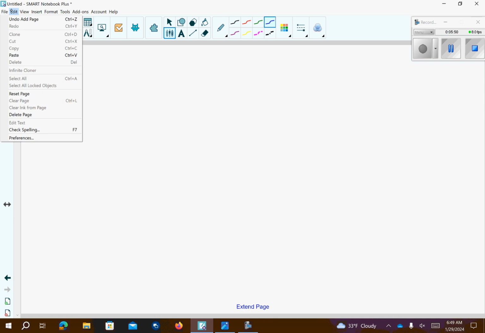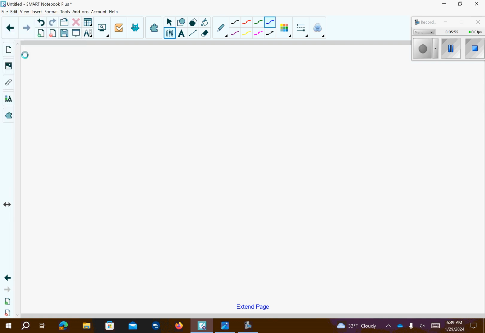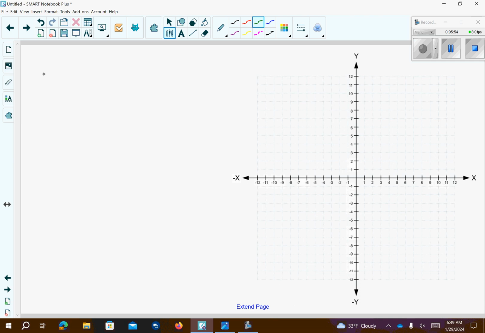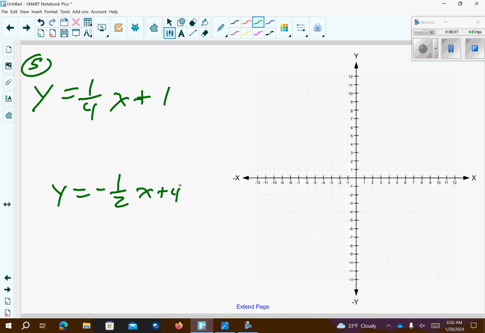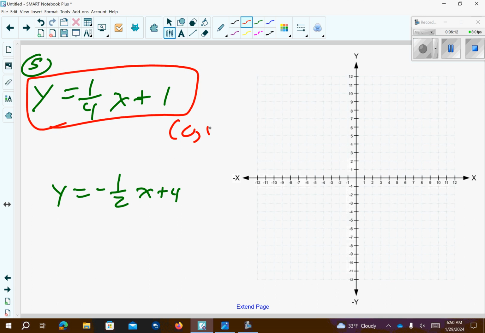Number 5, we want to go ahead and graph it. So this is number 5. Y equals 1 over 4x plus 1. And then y equals negative 1/2 x plus 4. So we'll do this one in red. My y-intercept is 0, 1. My slope is 1 over 4. So up 1, right 4. And best we can, let's draw a straight line.